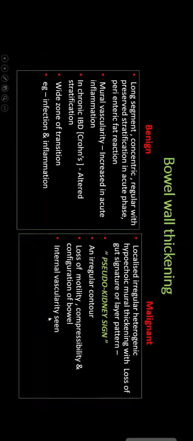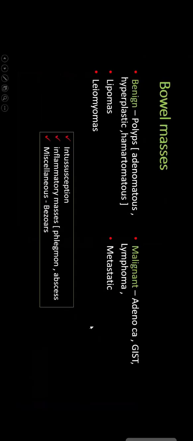Internal vascularity is definitely seen, but less and in a bizarre pattern. Here the zone of transition is very narrow. There is abrupt pathology change. So narrow zone of transition, abrupt shouldering is there. Example, neoplastic. Let us see some case studies.